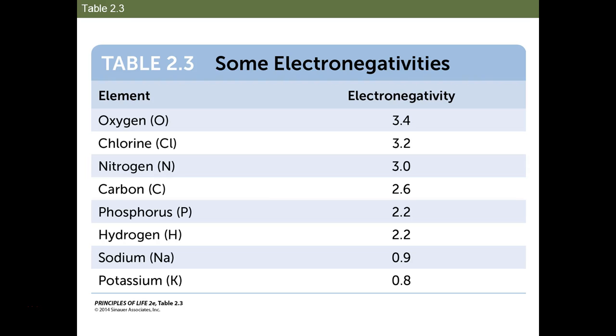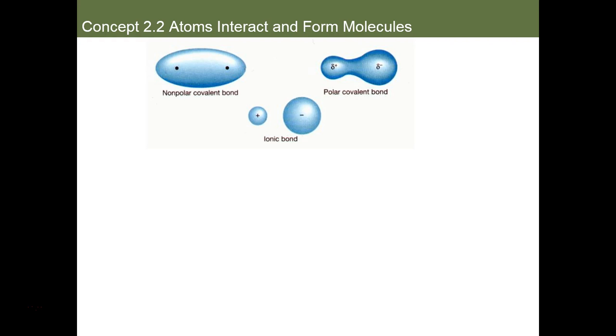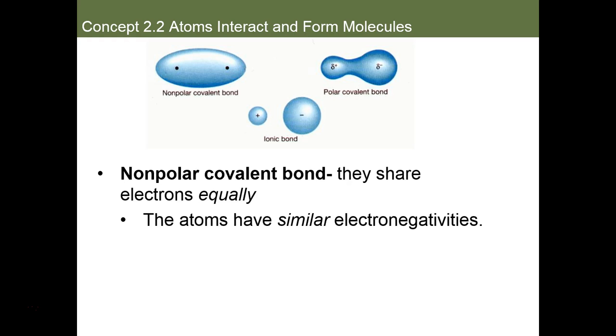Table 2.3 from our book has some electronegativities of some elements. The greater the electronegativity, the more likely that atom will attract the electrons more. So you may be wondering, where are we going with all of this? Atoms that share electrons equally between themselves have similar electronegativities and are called nonpolar covalent bonds.